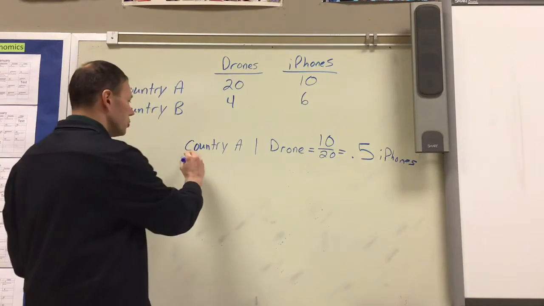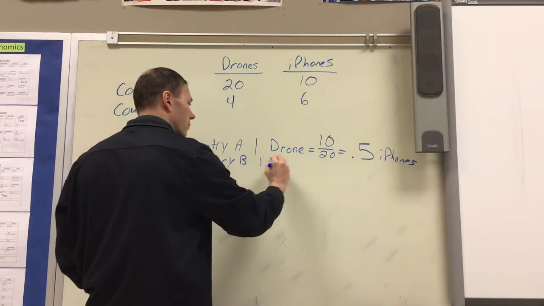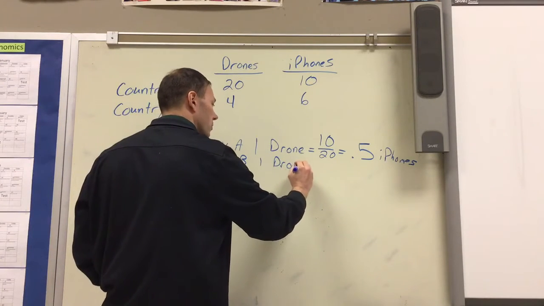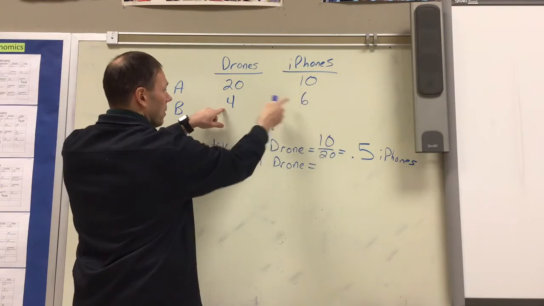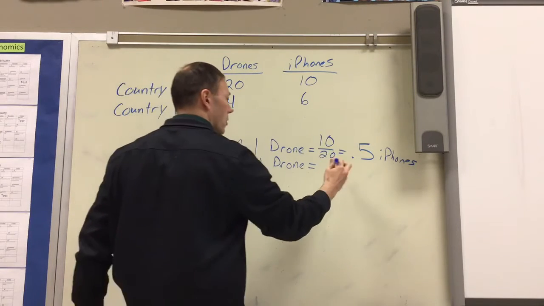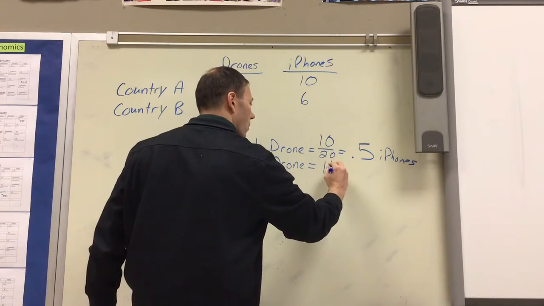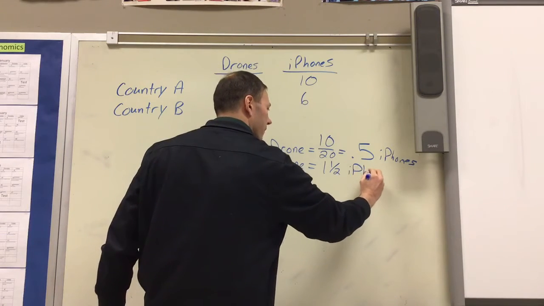All right, country B, for them to make one drone, again, we're going to do the same process. We're going to do other goes over. To make 4 drones, they give up 6 iPhones. Other goes over. To make one drone, they give up 1 1/2 iPhones, or 1.5 iPhones.